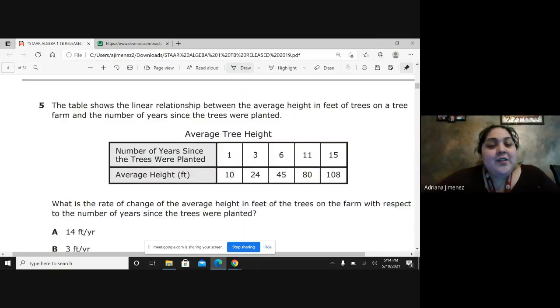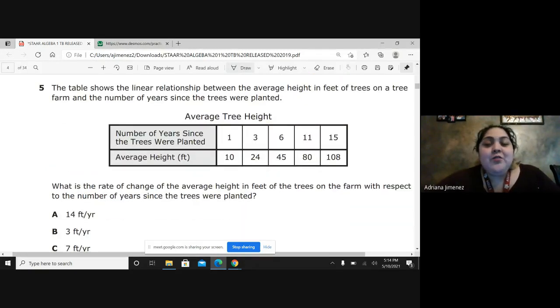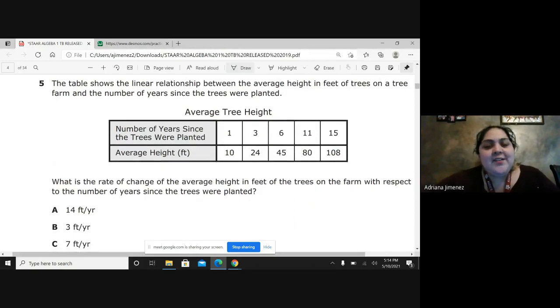All right. Here's this question. Okay. So like I told you before, the first thing I want you to do is not to read the paragraph above the graph or the picture or the table. I want you to read the question.